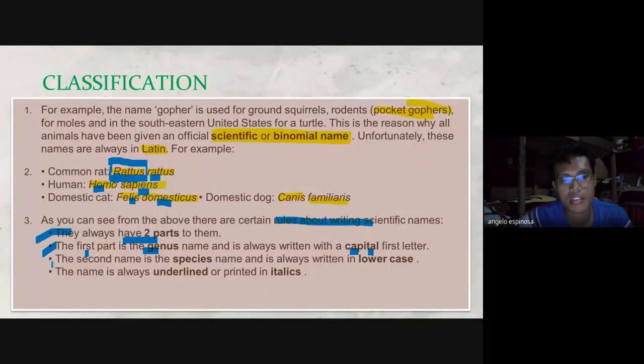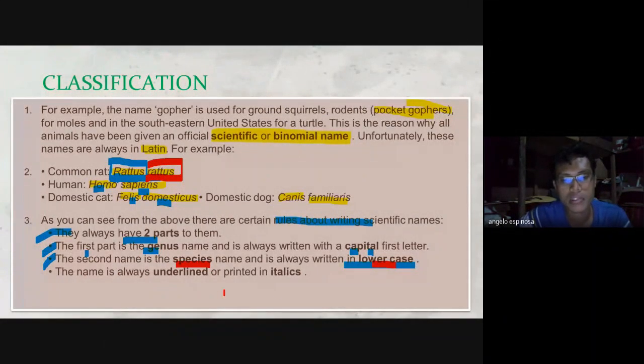The second name is the species name, and it's always written in lower case. So let's remember that it is species. Yung second part naman is the ratus, as you can see there. Ratus is what we call the species, and it is written in lower case. Since second siya na word, dapat in lower case siya. Hindi siya capital letter, and all the letters are in lower case.